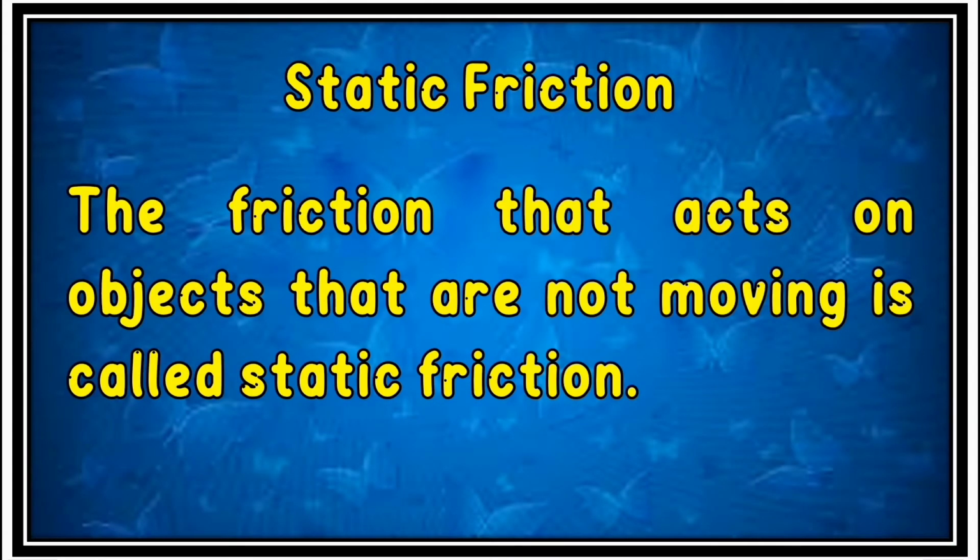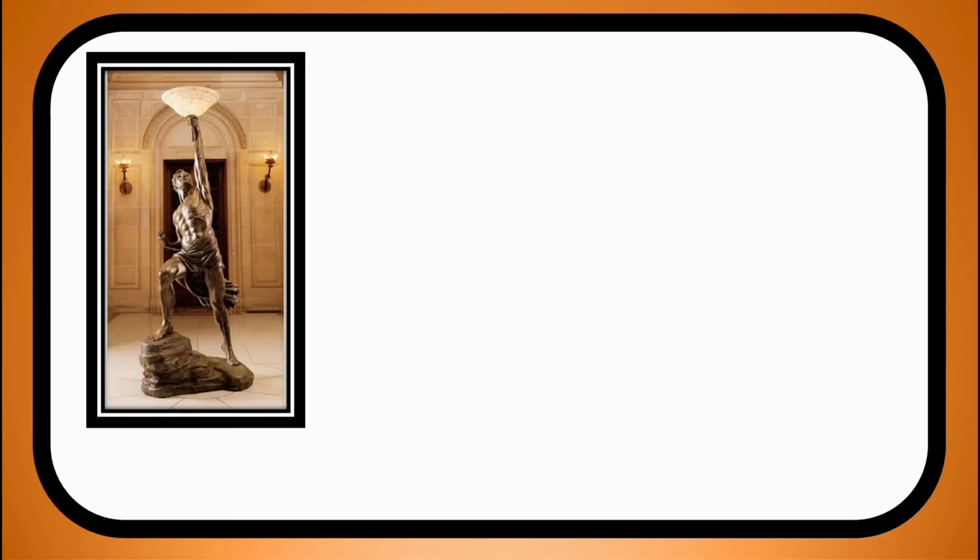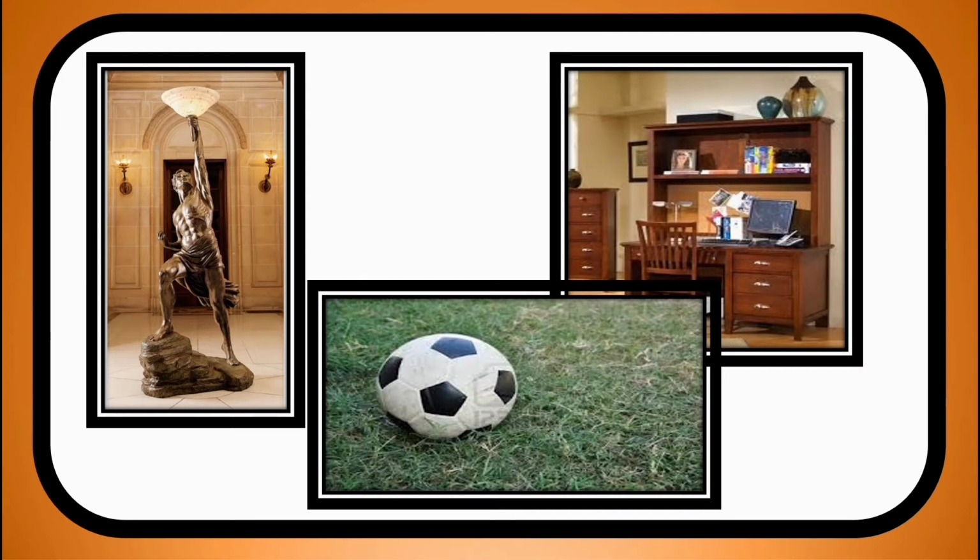So the friction that acts on the objects that are not moving is called static friction. So the objects in the pictures show us or possess static friction because they are not in motion or they are not moving.